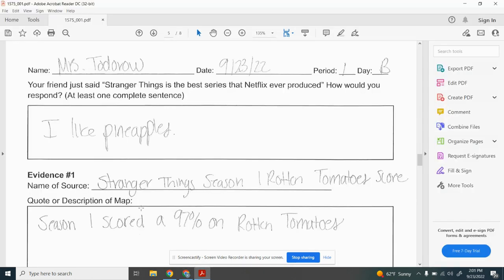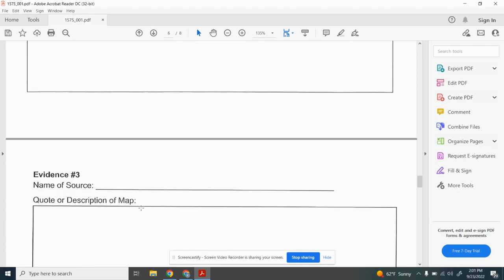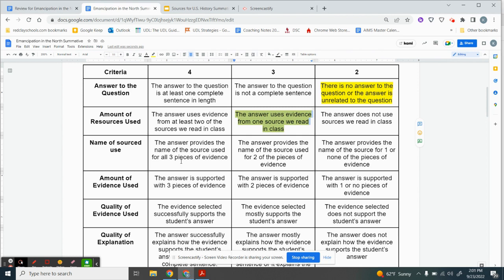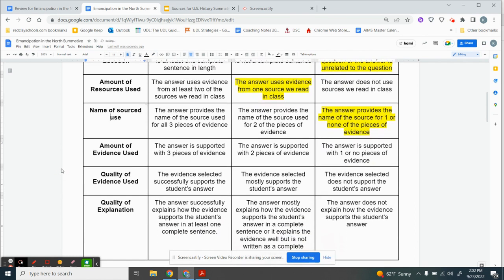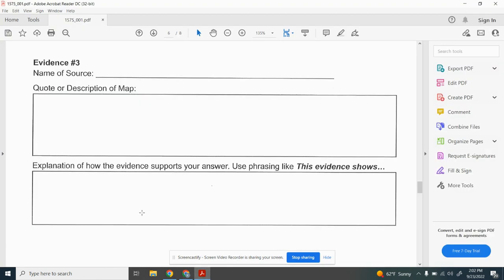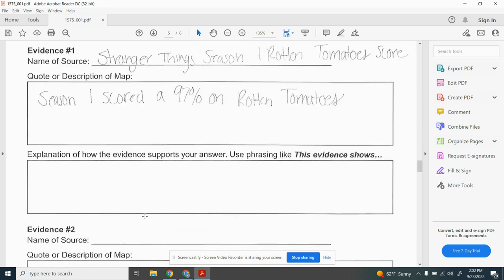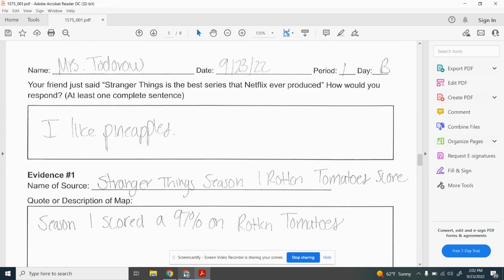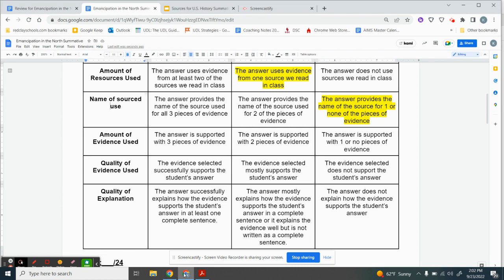Did they provide a name of their sources? They provided a name for all 3, they provided a name for 2, or they provided a name for 1 or none. They provided a name for 1, so they're going to get a 2 for that. How about the amount of evidence? Did they have one piece of evidence, two pieces of evidence, or three pieces of evidence? They only had one piece of evidence, so they're going to score a 2.